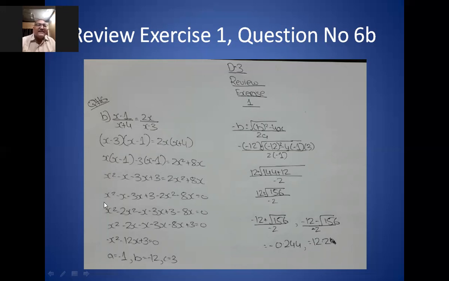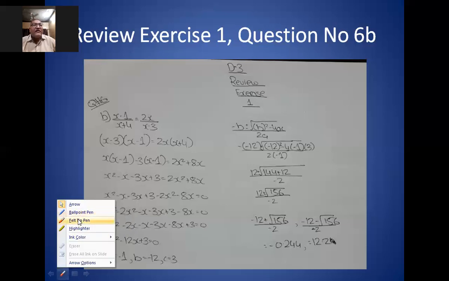Bring all the terms to the same side. So I bring all of them to the left side. So you will have x squared minus x minus 3x plus 3 minus 2x squared minus 8x equals 0. So you will have x squared minus 2x squared minus x minus 3x plus 3 minus 8x equals 0. So x squared terms can be combined with each other. You are left with minus x squared.